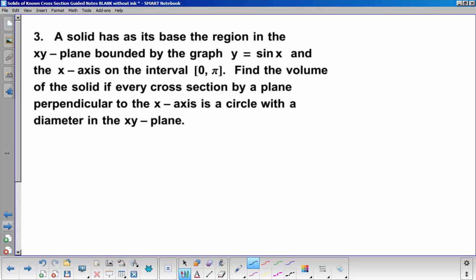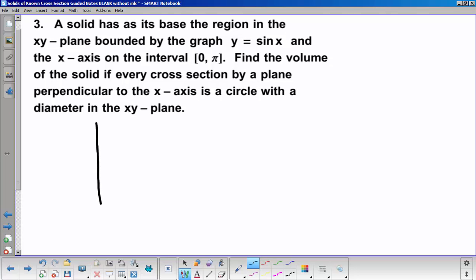Okay, that's solid. The region in the xy plane is bounded by the graph y equals sine x. That was bad. Now it's bad. Okay. Go back. Skip. Skip. Right. Okay, so we're going to find the volume, and it wants 0 to pi. So sine x looks like this from 0 to pi. So that's the base area.